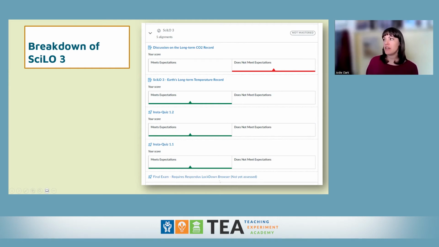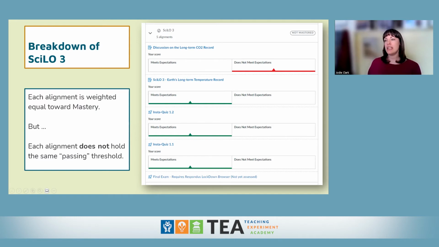And then the final exam is also graded on whether or not they had mastered an outcome, but it doesn't go toward the final grade. It's just for myself. So each alignment is weighted equally toward mastery, but each alignment does not hold that same passing threshold.